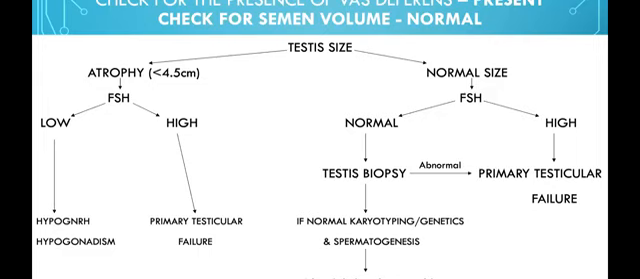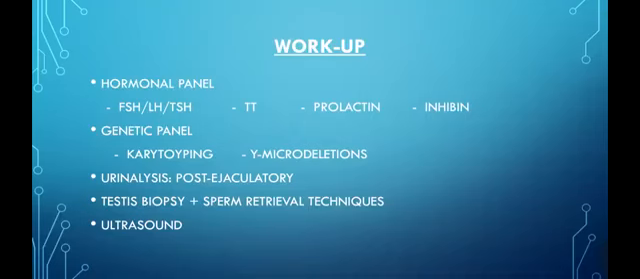And then if the FSH is high, then one thinks it's primary testicular failure. If you're looking at the testis size and it's normal, again, one can look at your FSH. If it's normal, then one should do a testis biopsy, as well as karyotyping and genetic testing, and looking for spermatogenesis. If those are all normal, then you should manage it as an obstructive azoospermia. However, if the FSH is high, then again, you're thinking it's primary testicular failure.